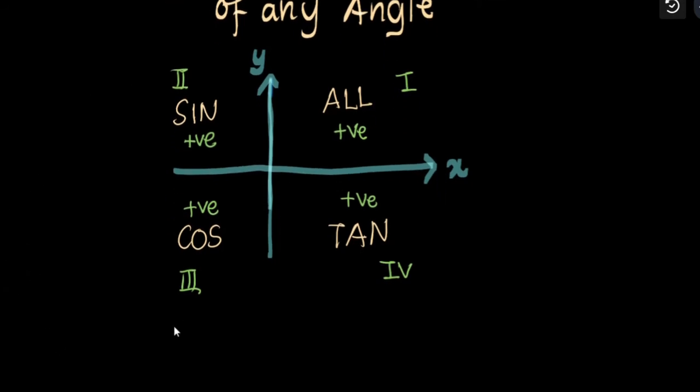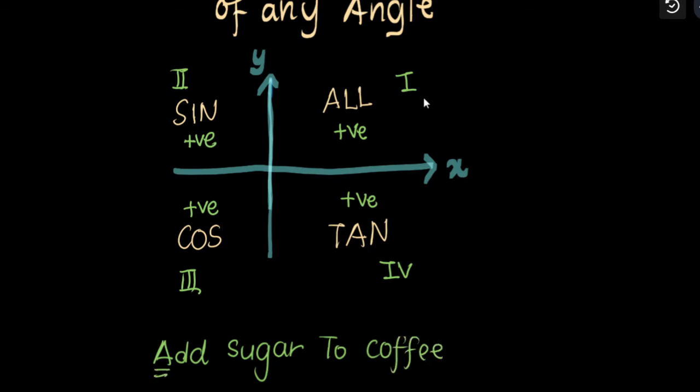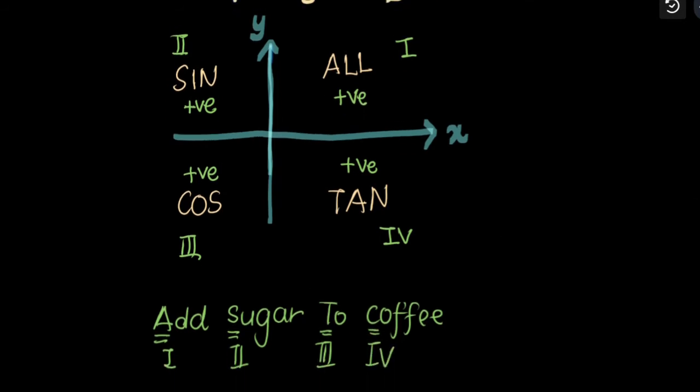Now, it's very easy to remember. I know that in many schools the teachers teach you to remember 'Add Sugar To Coffee'. The A is for the first quadrant. The S is for the second quadrant. T is for the third quadrant and C is for the fourth quadrant. Yes, you can remember this way.